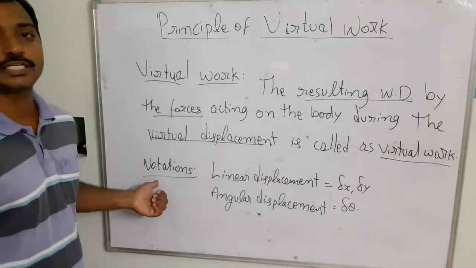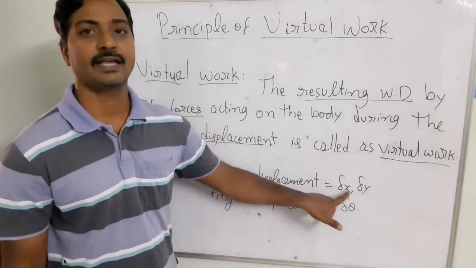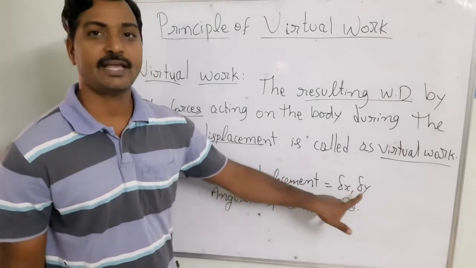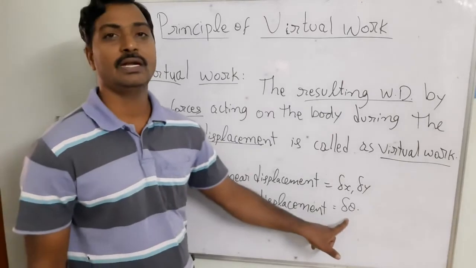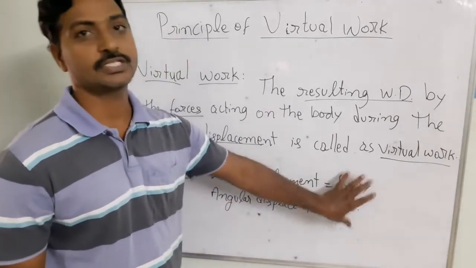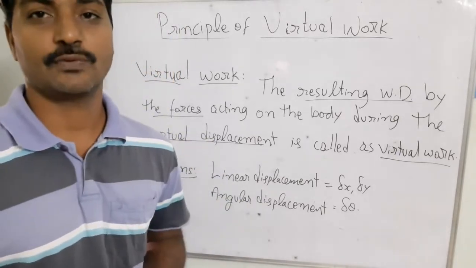So here are the notations that we are going to use. The linear displacements I am going to call del x and del y in the direction of x and y respectively. And similarly, the angular displacement we are going to take as del theta. By using these notations, we are going to find the virtual displacement as well as the virtual work of that system.